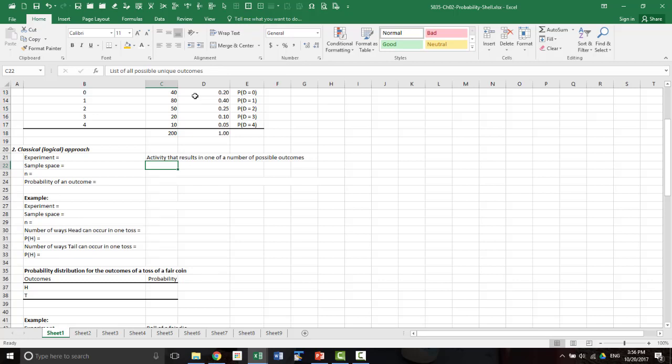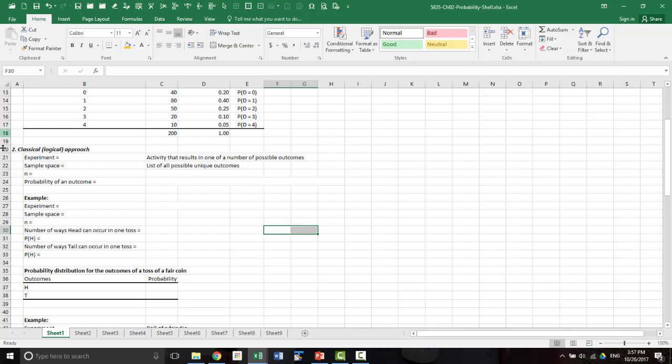Then there is another concept that goes hand in hand with the experiment, that is called sample space. Sample space is just a list of all the possible outcomes. So if we're talking about tossing a coin, and assuming that there are only two possible ways in which the coin can land, then the sample space will be head or tail. Two values in the sample space. If it is a six-faced die, each face having a number 1 through 6, then the sample space will be 1, 2, 3, 4, 5, 6.